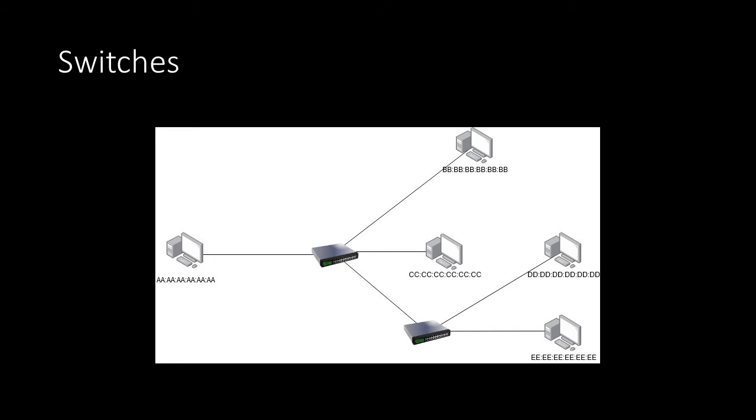The switch, however, is able to inspect each frame and forward it to only the physical port associated with the destination MAC address. The ability to inspect the contents of the frame is what makes the switch a data link layer hardware device, in contrast to the hub, which is a physical layer hardware device.